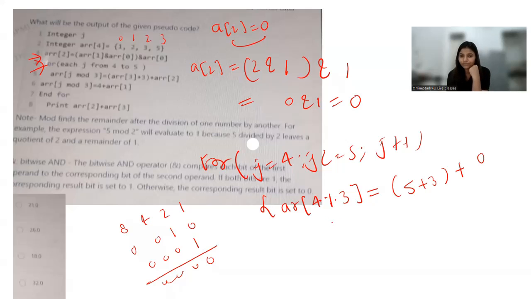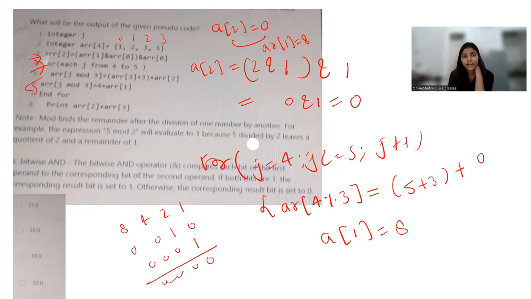Now when we take 4 modulus 3, when we divide 4 by 3, we will get the remainder as 1. So it will become array of 1 and it will become 8. So we have updated array of 1 as well. I'm writing here array of 1 as well. It will be updated to 8, right? We will come here.